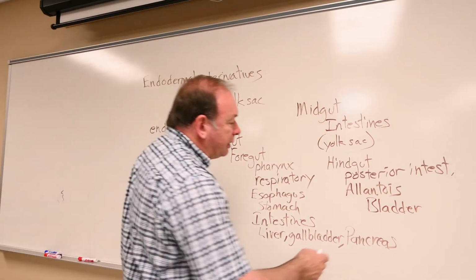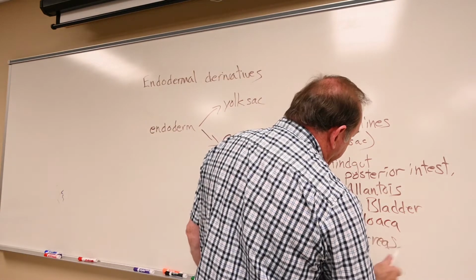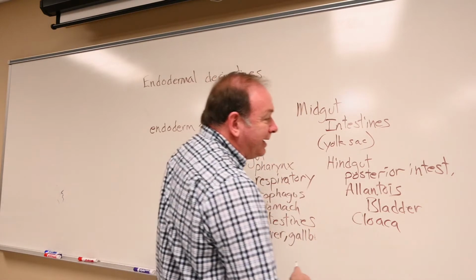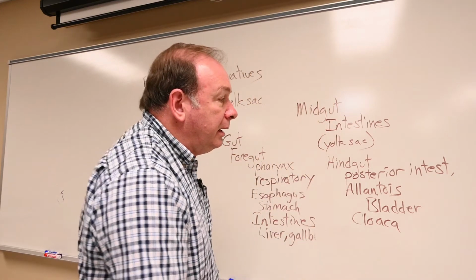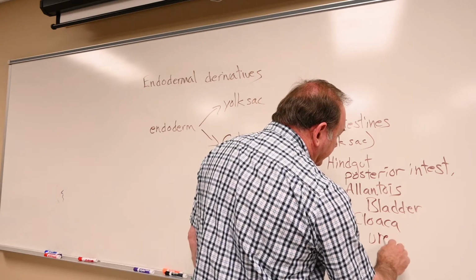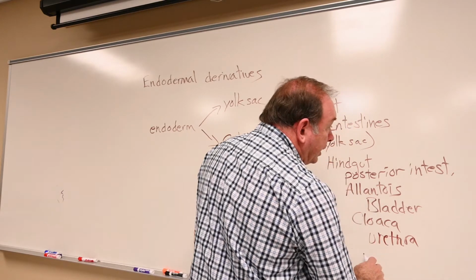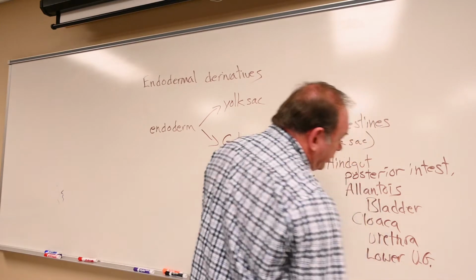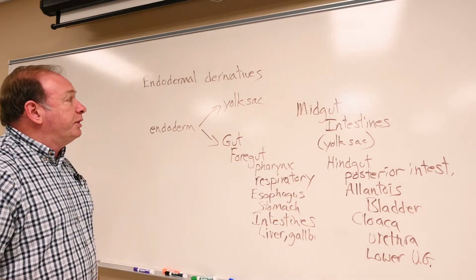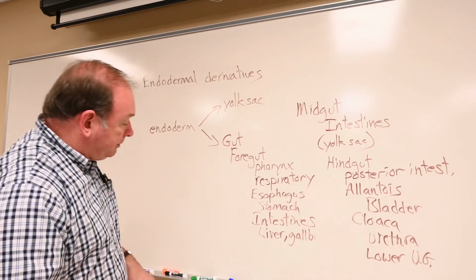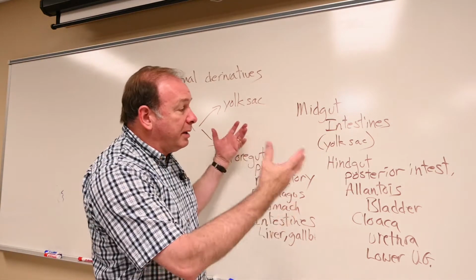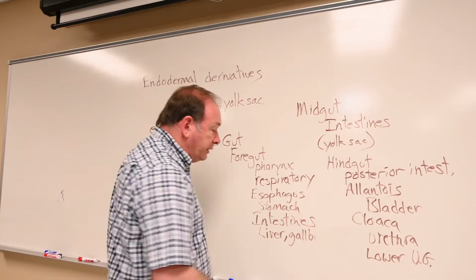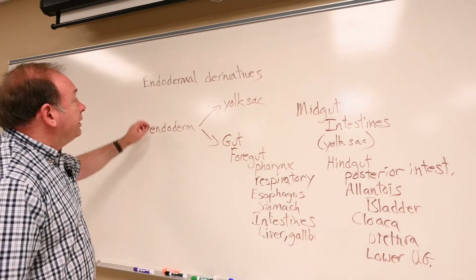And then beyond that, there's the cloaca. From the cloaca we get parts of the urethra and lower urogenital components. So these things are derived from endoderm in the final anatomy. Now, as we go through the course, we'll be talking about different parts, and we'll make reference to which parts are derived from endoderm, mesoderm, and so forth. So these are your endodermal derivatives.